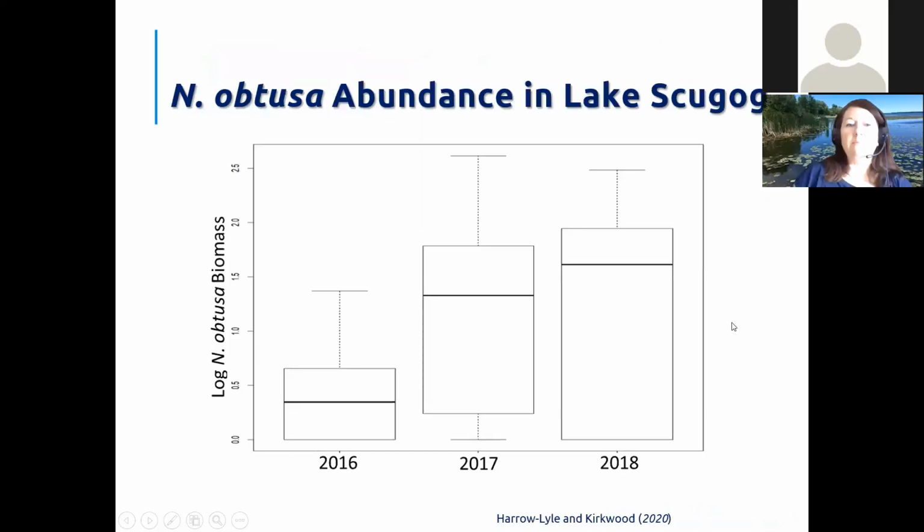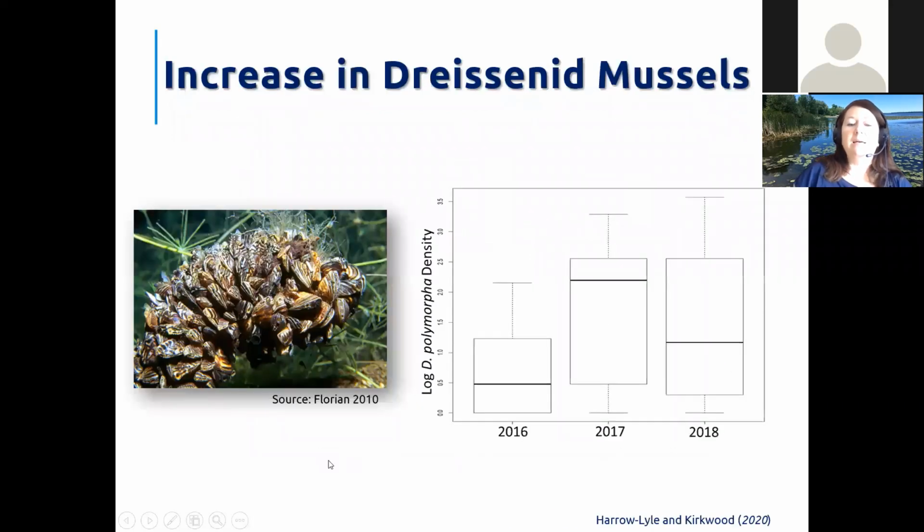So over this time period, we were able to document that Anaptusa was increasing in Lake Scugog significantly. This is a log scale, so there's lots of noise and variation, but certainly a positive trend. And interestingly enough, we also documented an increase in dry-seeded mussels.